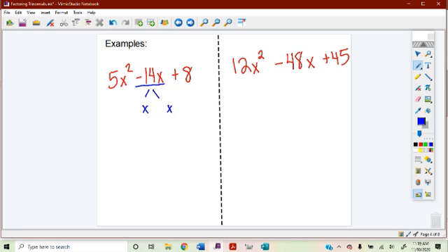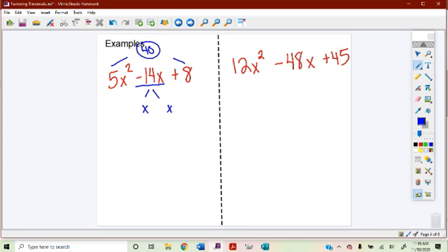So with that idea in mind, let's get our magic number. We'll do 5 times 8 and get 40. And I'm going to think about what two numbers I can multiply to give me a positive 40 that I would add to get a negative 14.